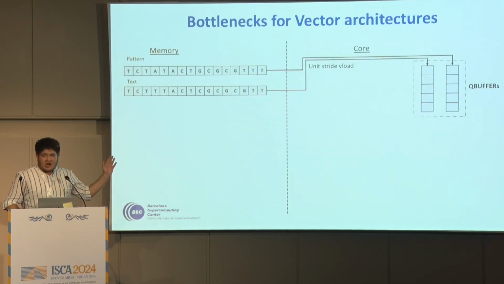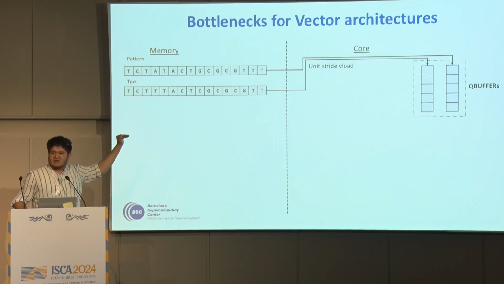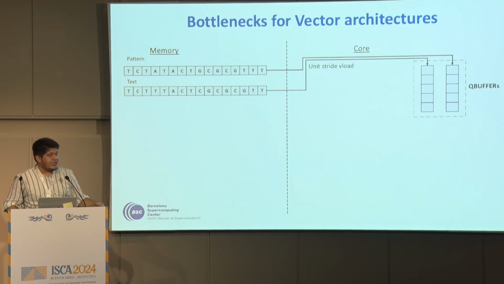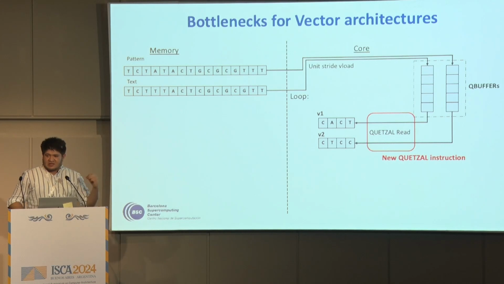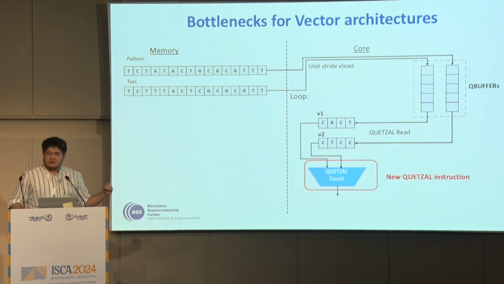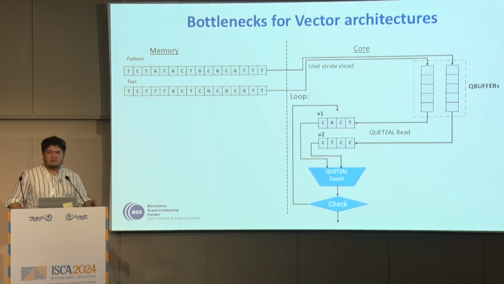We start with the same input sequences, but now, instead of using a scatter-gather instruction, we use efficient unit stride loads to place these input sequences into the QUETZAL buffers. Then, for the next step, we use a new QUETZAL instruction, QUETZAL read, to gather the values from the buffers and place them in the vector register file. We execute to calculate the maximum number of consecutive matches using the count ALU, and the rest of the process is the same. We need to check if we finish or if we need to continue iterating.